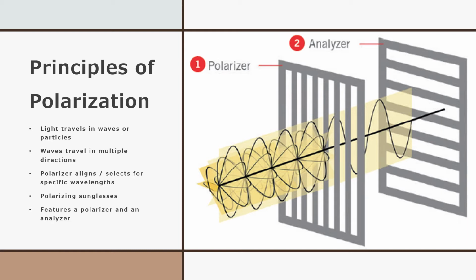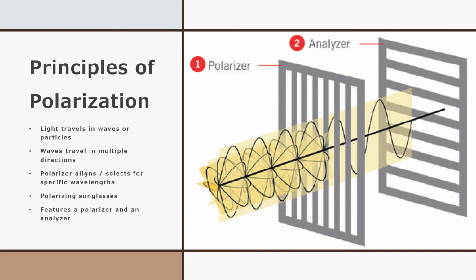At the end, there's something called an analyzer, which either blocks those wavelengths or allows them to go through. Depending on the angle that you're holding the polarizer at and the analyzer at, you can select for specific directions of wavelengths of light to go through or not.